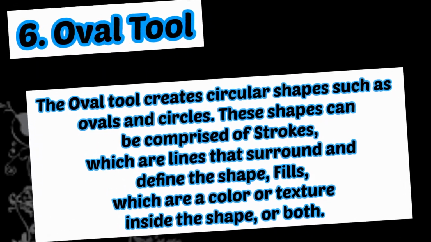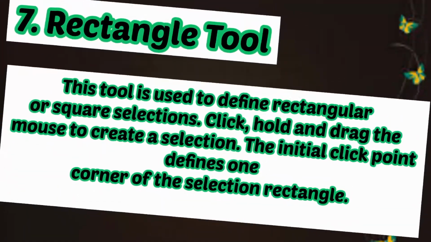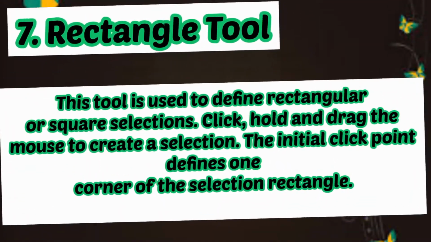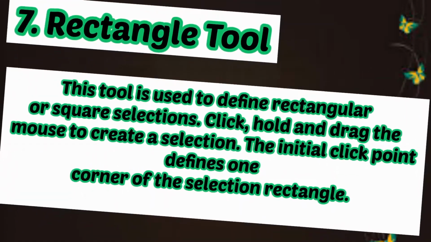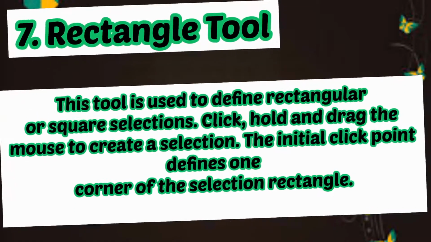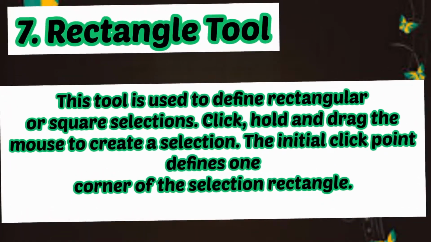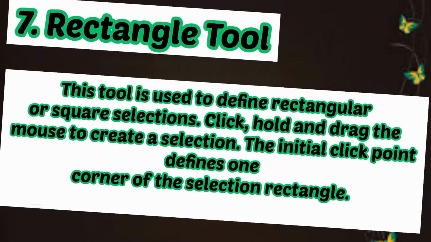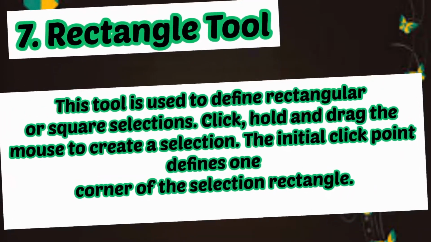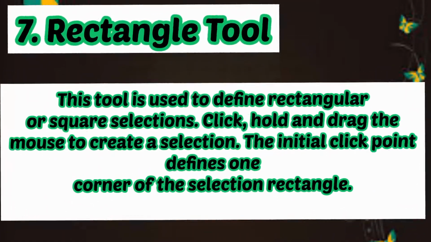Now let's talk about the seventh one, rectangle tool. This tool is used to define rectangular or circular selections. Click, hold and drag the mouse to create a selection in the rectangle shape. The initial click point defines one corner of the selection rectangle.